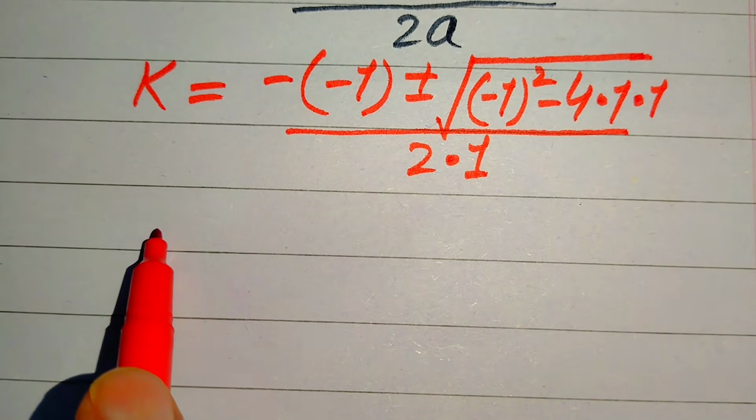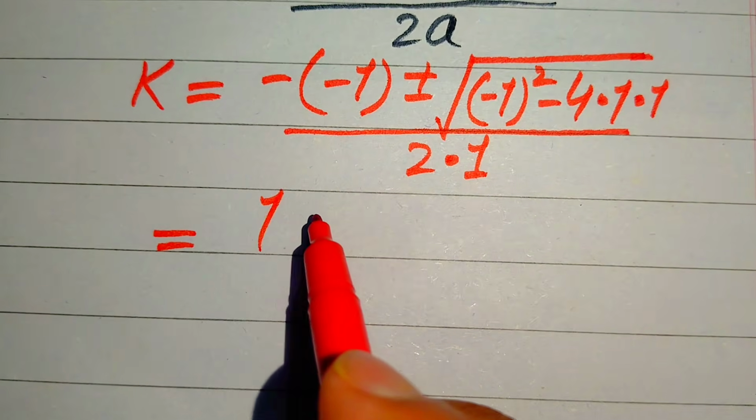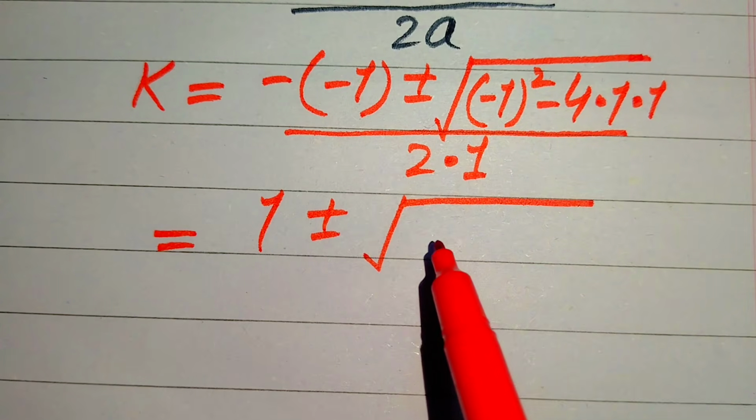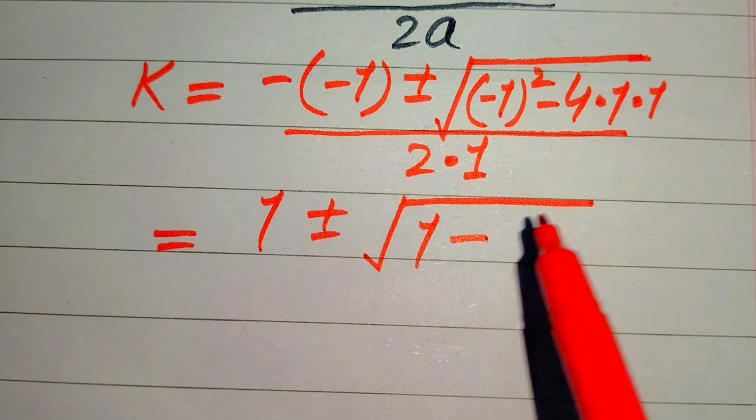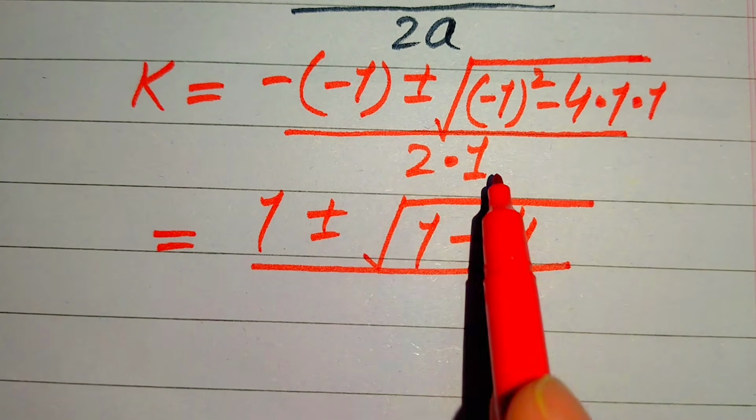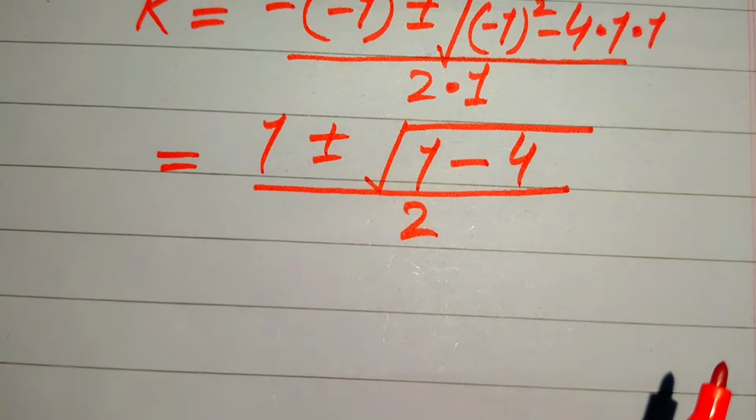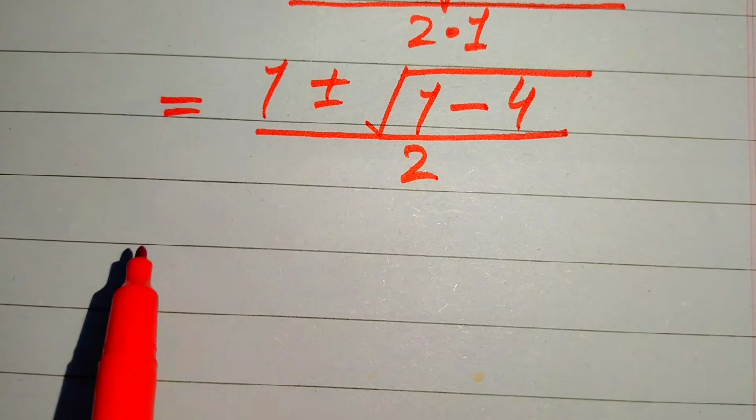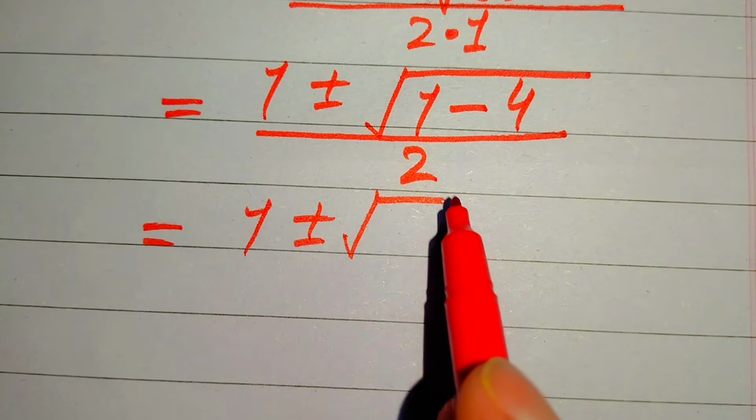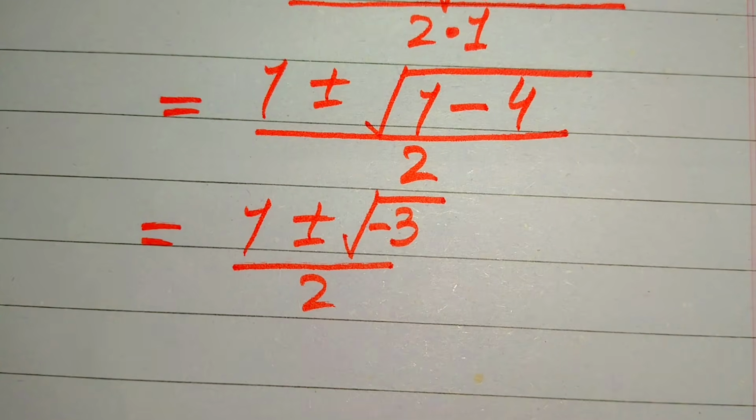And now further in the next step we need more simplification here, and we get minus times minus becomes plus 1, plus or minus the square root of minus 1 square, which becomes plus 1, minus 4 times 1 which is equal to 4, and it is divided by 2 times 1 which is equal to 2. And now in the next step this will be written as 1 plus or minus the square root of 1 minus 4, which becomes minus 3, and it is divided by 2.